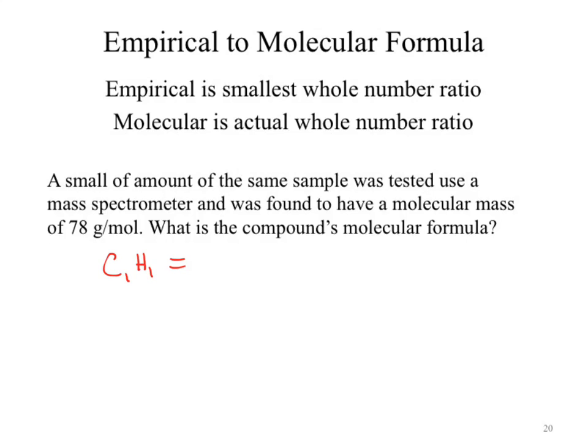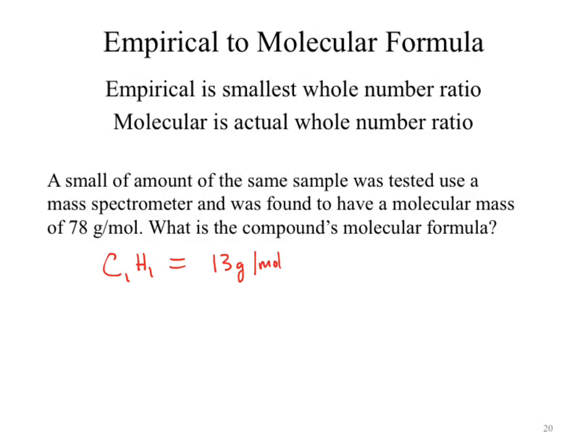A compound of the formula C1H1 weighs 13 grams per mole. How do you know that? You look at the periodic table. 1 carbon weighs 12. 1 hydrogen weighs 1. Is that the mass of our compound?